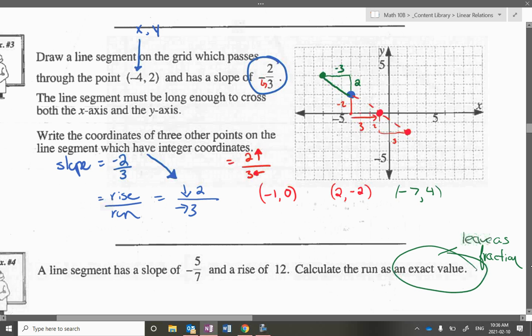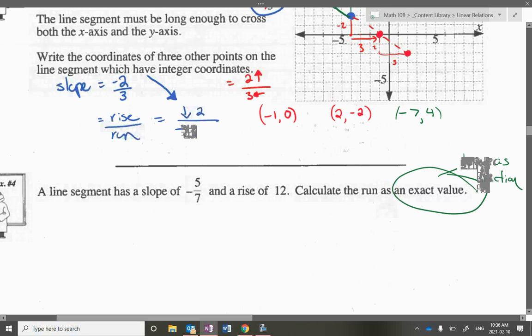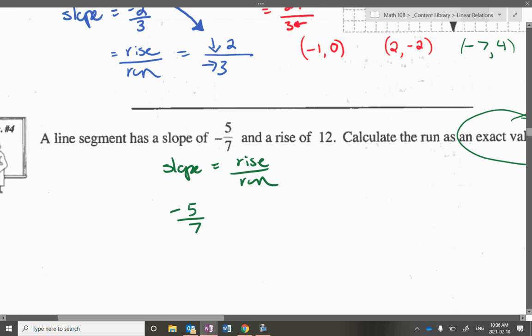A reduced fraction always. So we know our formula is slope equals rise over run. So I'm going to plug in what I know here. I know our slope is -7/5. Remember that negative can go anywhere. So like -5/7, you could put your negative out front, you could put it with the 5, or you could put it with the 7. They're all the same thing at the end of the day. So we know our rise is 12.